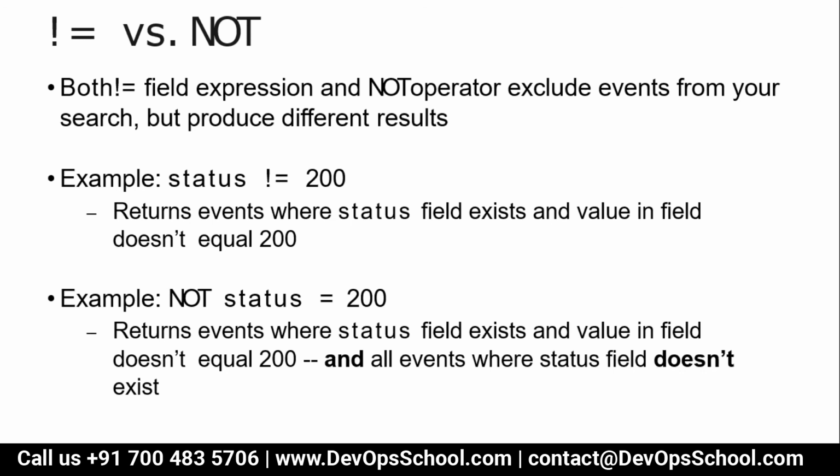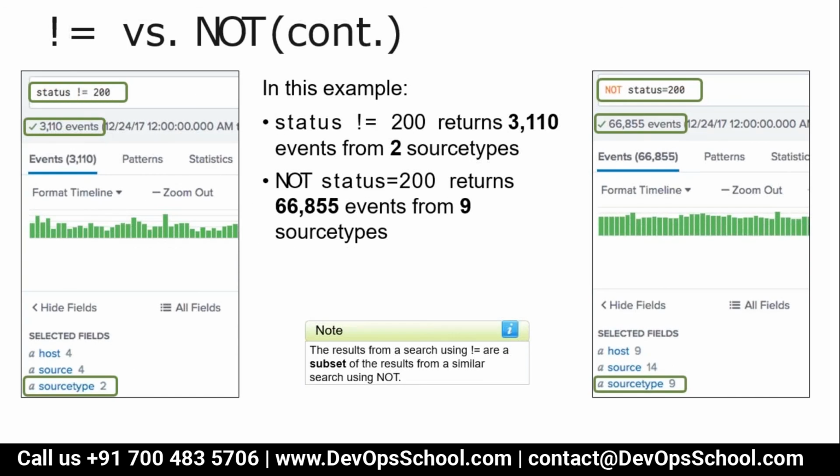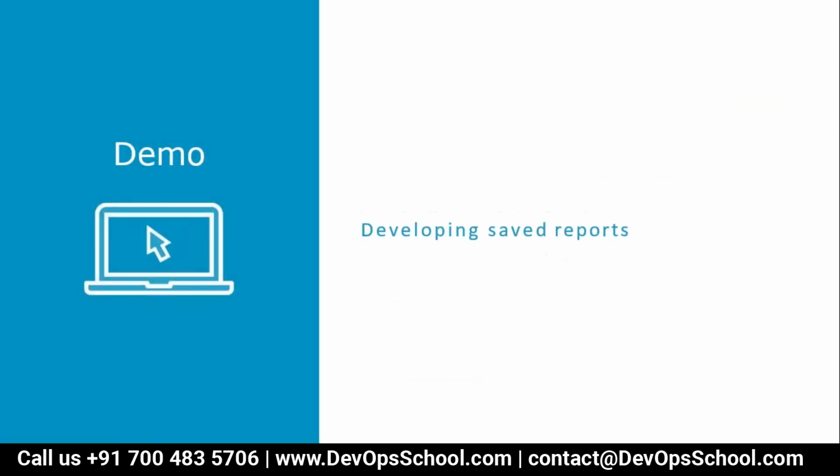Here you are searching status is not equal to 200, it will return events where the status field exists and the value in the field does not equal 200. Whereas when you search something like not status equal to 200, it returns events where the status field exists and the value does not equal 200, and all events where the status field does not exist. So that also will be displayed. This difference you have to understand. Okay, so that's one thing.